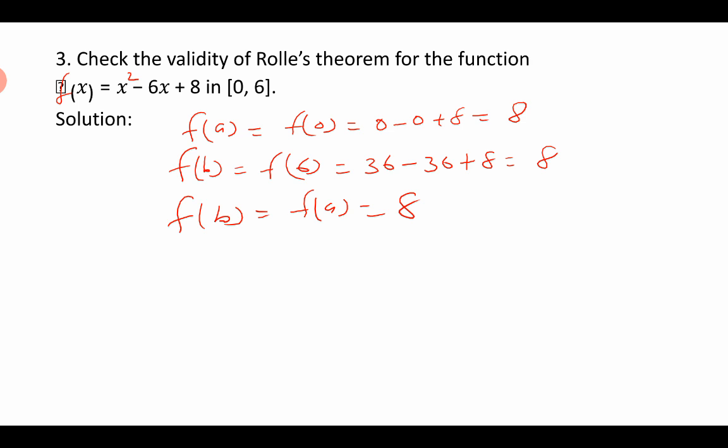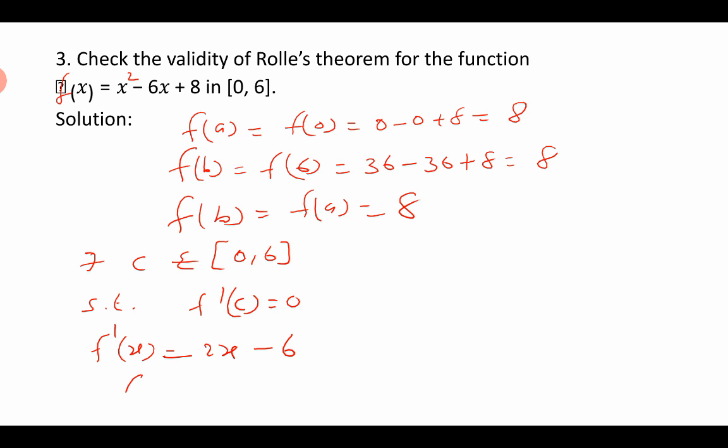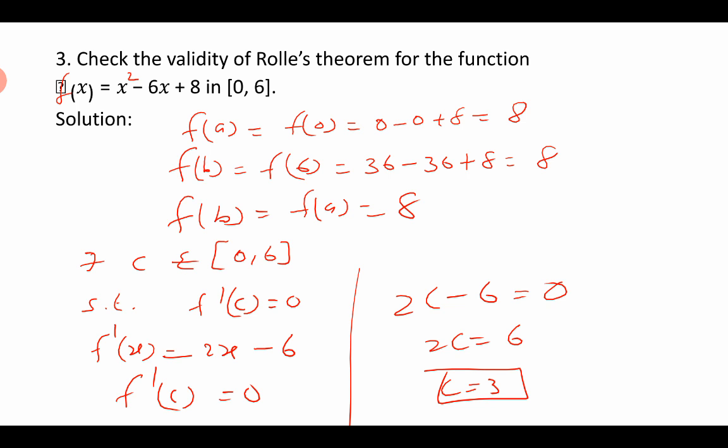So there still exists a point c inside the interval 0, 6 such that f dash of c equals 0. That is Rolle's theorem. So differentiate f. You get f dash of x is 2x minus 6. So f dash of c equal to 0 gives 2c minus 6 equal to 0, using c instead of x. 2c is equal to 6, so c is 3. So the conclusion is f dash of 3 is 0 by Rolle's theorem.